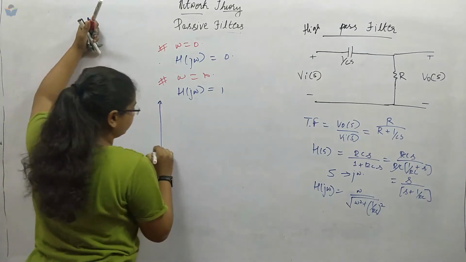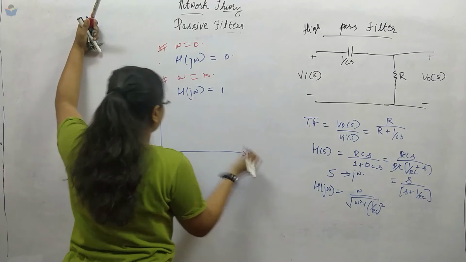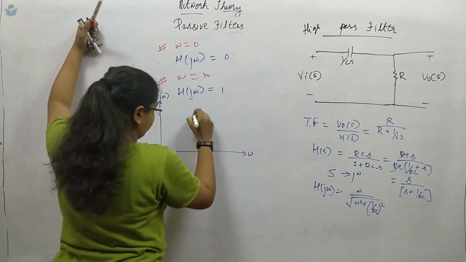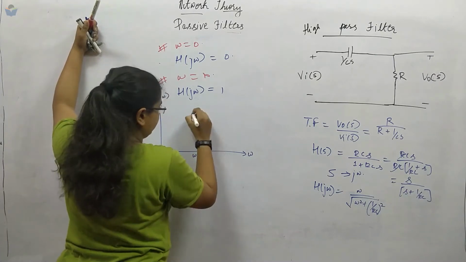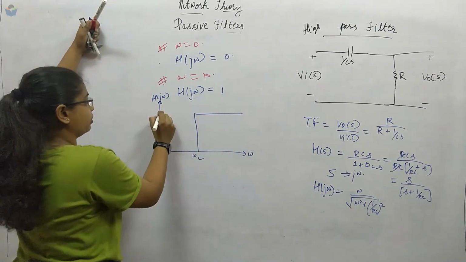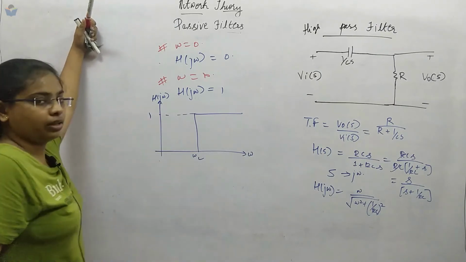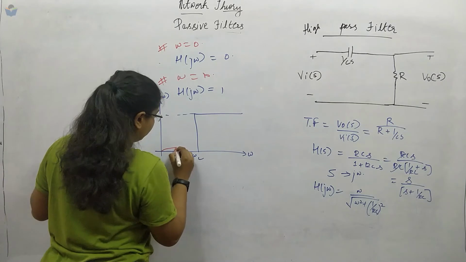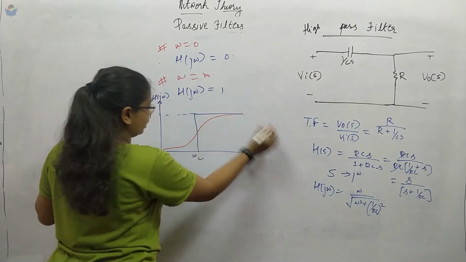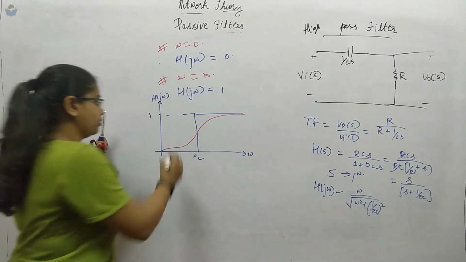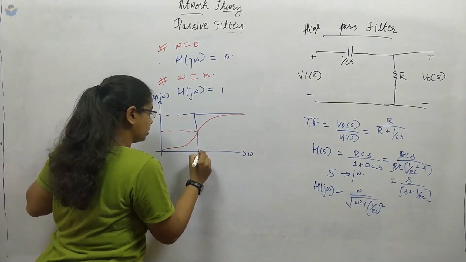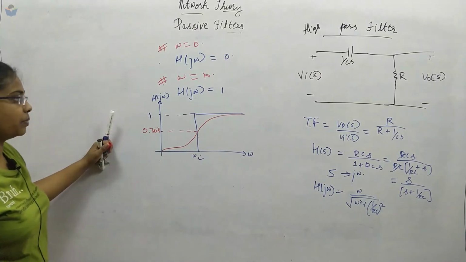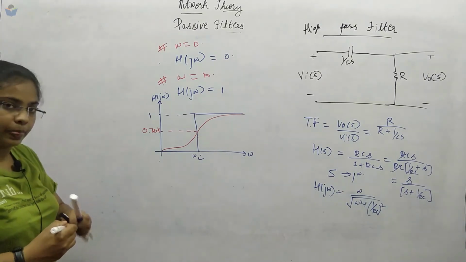So our graph will be, if this is omega and here we have H of j omega, somewhere here is the cutoff frequency, and we will get this graph. This is 1. This is ideally; practically it starts over here and then goes something like this. Let us assume cutoff frequency at 0.707. This is the high pass filter. Now we will see our second method.